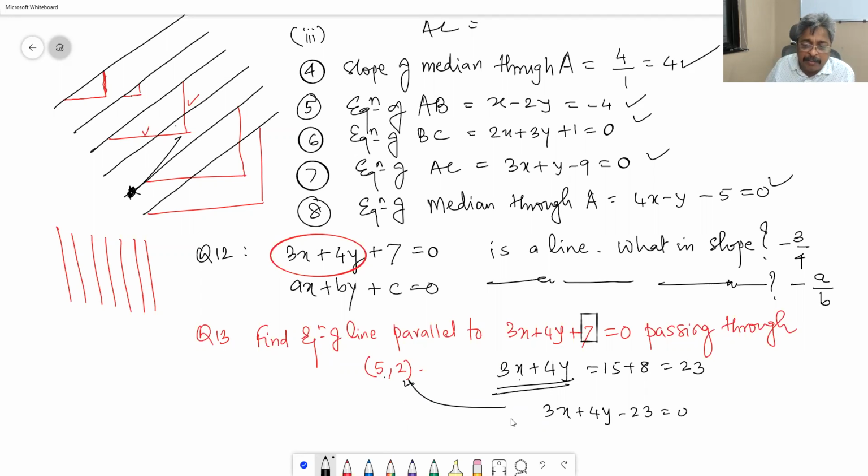If I change the point, if I say passing through the origin, put the origin here. So 3x plus 4y is equal to 0 is the line which is passing through the origin, parallel to this. There will be infinitely many lines parallel to each other, and they will pass through different points, whatever you want. However, we are maintaining their slope.